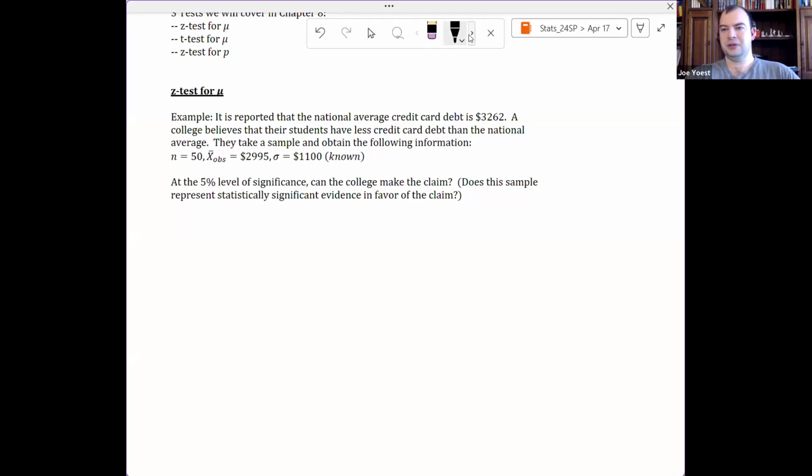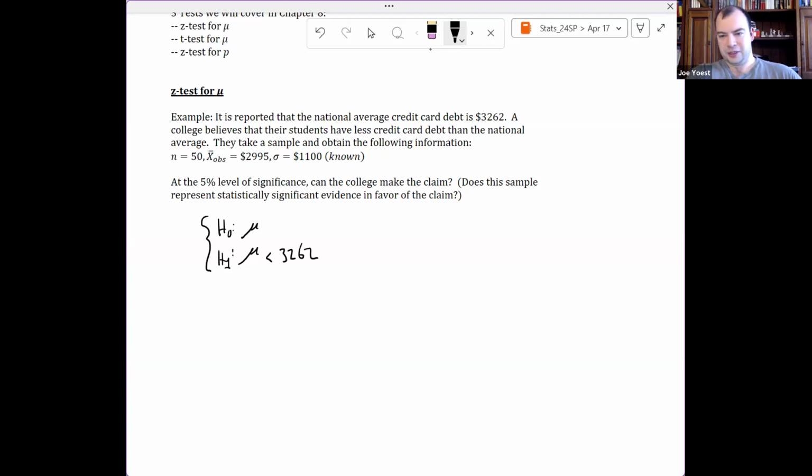Okay, so first we set up our hypotheses. With any hypothesis test, that's a good place to start. We note that we're making a claim about the mean. We want to say that our students have less credit card debt than the national average. So if mu is our students' credit card debt, we would like to claim that mu is less than 3262. We'd like to make this claim and have support for it.